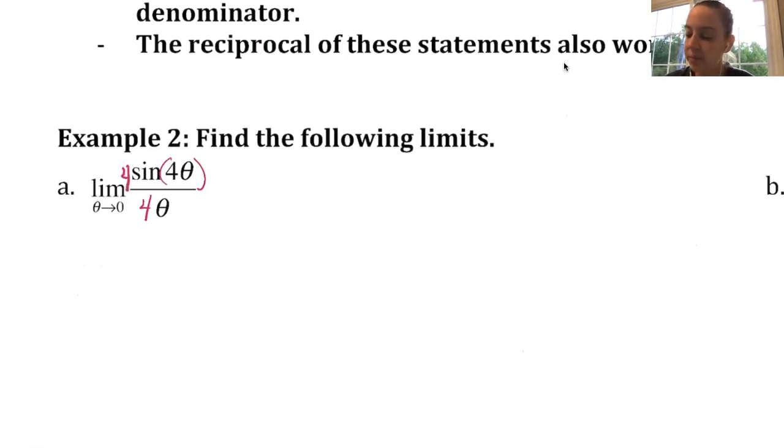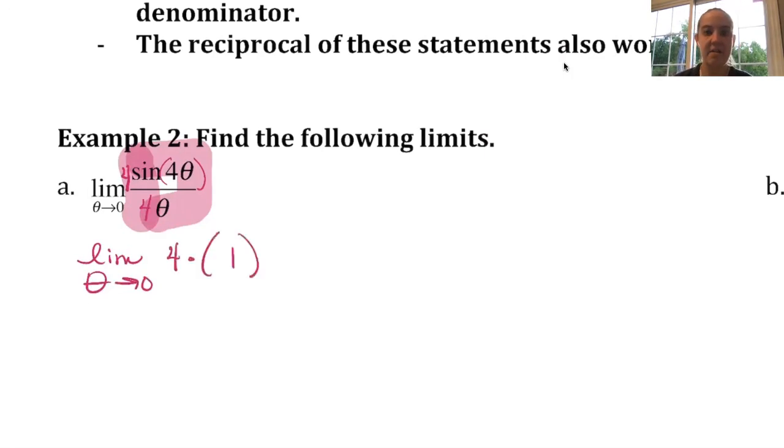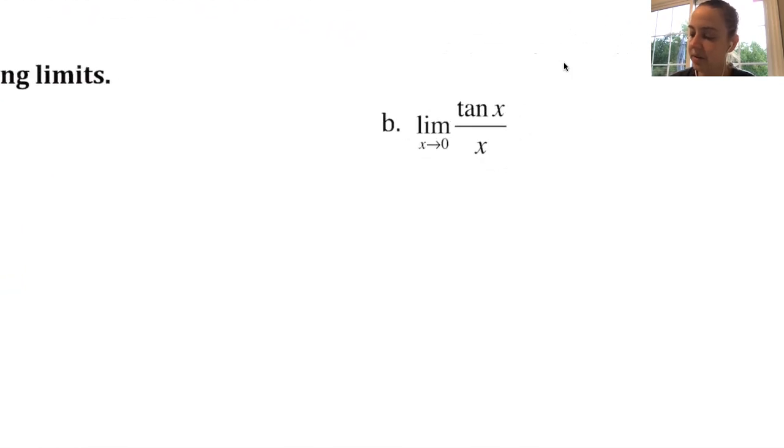Now, what happens is this whole piece, the sine of 4 theta over 4 theta, becomes 1. So the limit as theta approaches 0 of 4, that piece on the outside, times this whole piece becomes 1, by that sine of x over x piece as x approaches 0 equals 1 by that squeeze theorem result. So our answer is 4. Okay, takes a little getting used to. This one's a little bit weird.